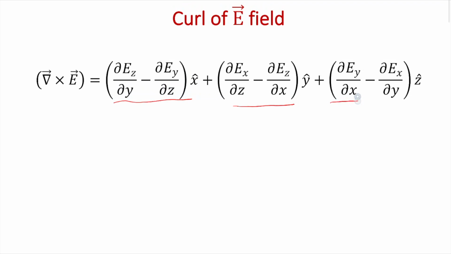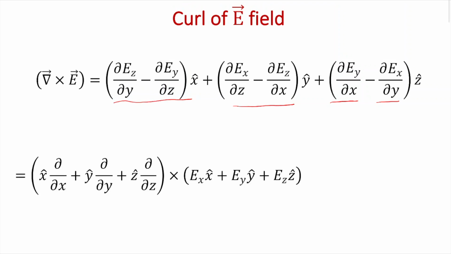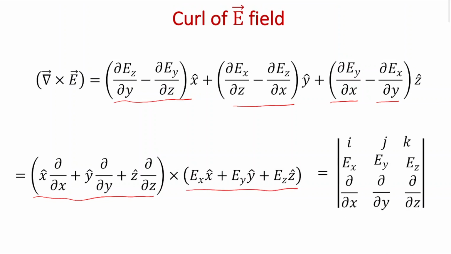So this is the change in the Y component when you are moving in X direction, and then this is the change in Ex when you are changing in the Y direction, which is obviously equal to del cross E. This is the del operator, and then you have the electric field vector. We can also write this in the form of a determinant, where we have the unit vectors for the directions, and then we have the electric field vector, and then we have the components of the operator.